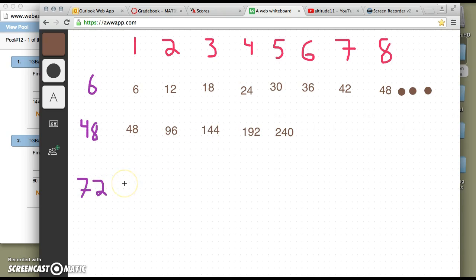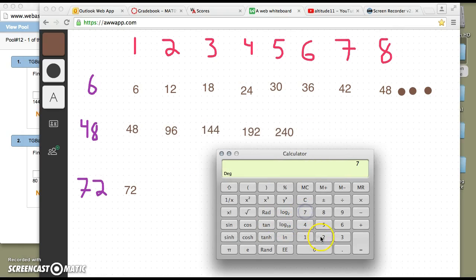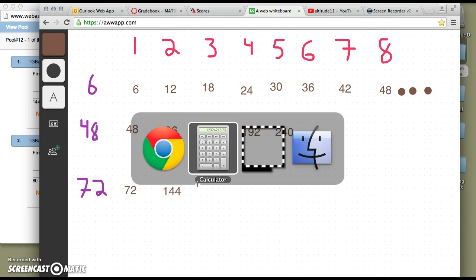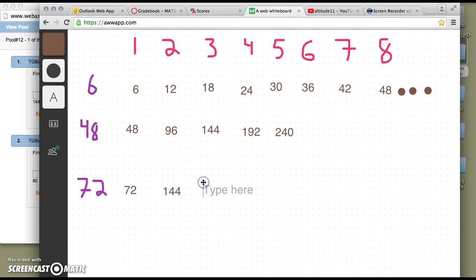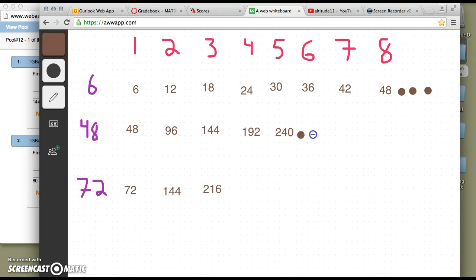And we could do the same thing here for 72. 72 times 1, that is 72. 72 times 2 is 144. 72 times 3, it's just adding another 72 to this, is equal to 216. And I think we'll actually just go ahead and stop right there because I think I can prove my point with what we have here.